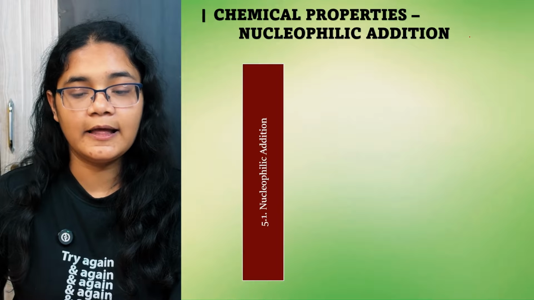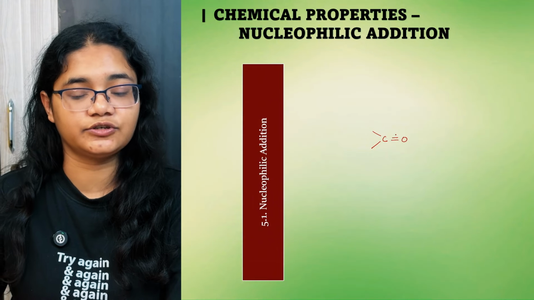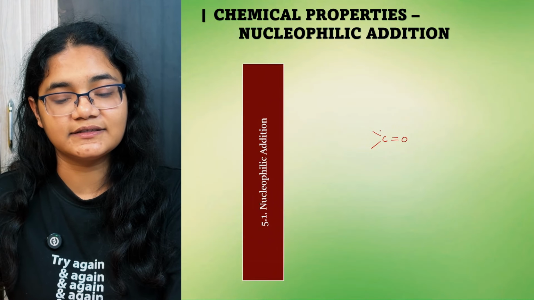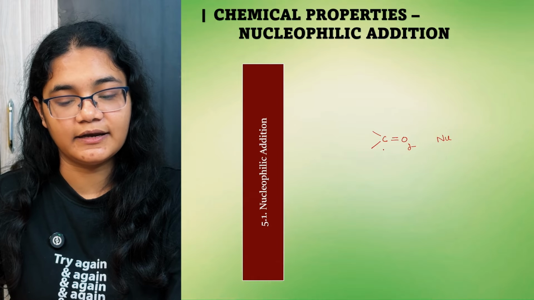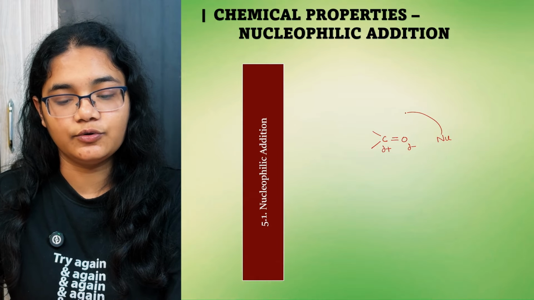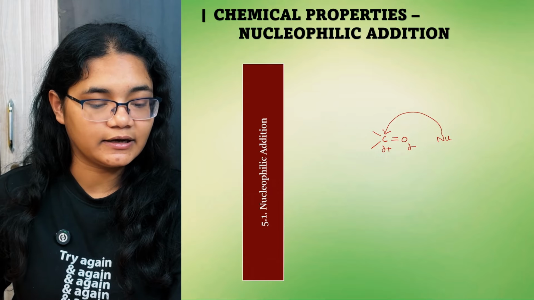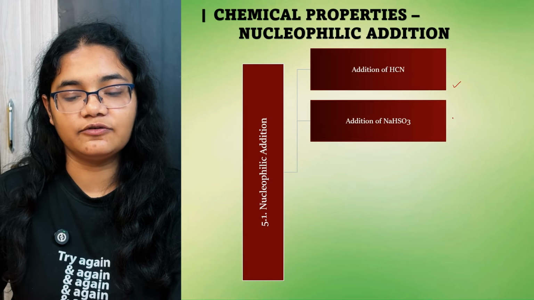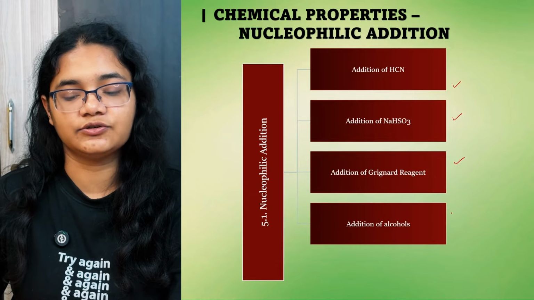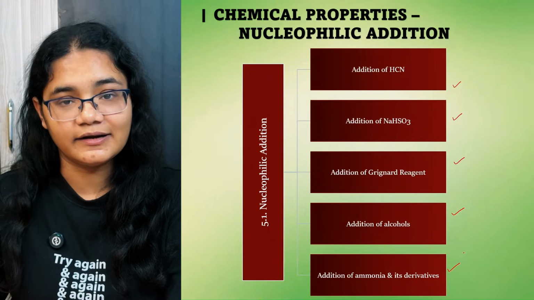First let us understand the structure of the carbonyl group. This is the structure of the carbonyl group, and we have discussed that this is a planar molecule. Now this is delta minus and this is delta plus, so the nucleophile can easily attack this carbon. That is how we get nucleophilic addition reaction. So what are the different additions that take place? Addition of HCN, addition of NaHSO3, addition of Grignard reagent, addition of alcohols and addition of ammonia and its derivatives.